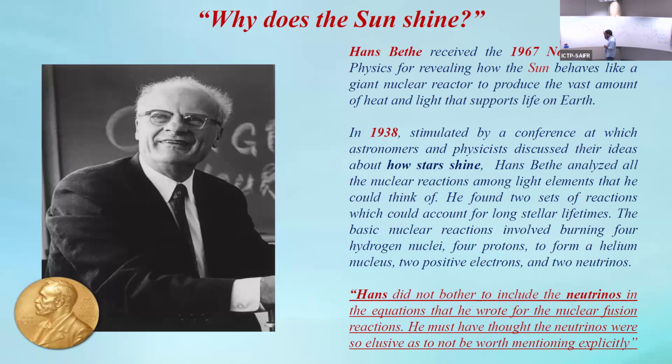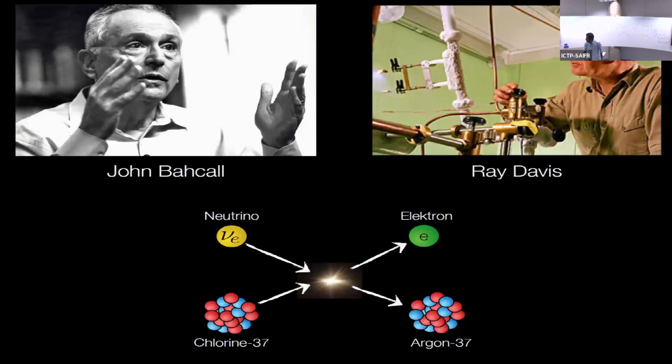So that was the case. The sun is a kind of gigantic nuclear reactor where you can produce a lot of neutrinos, but he just ignored it, maybe because it is some elusive particle. That's where the solar neutrino story starts. Then John Bahcall was a theorist, and Ray Davis was actually a chemist. And Bahcall discussed with Ray how to look for these neutrinos from the sun.